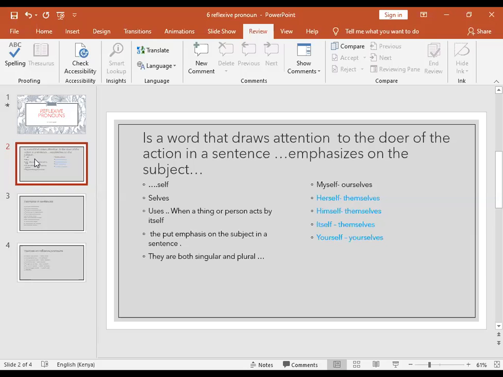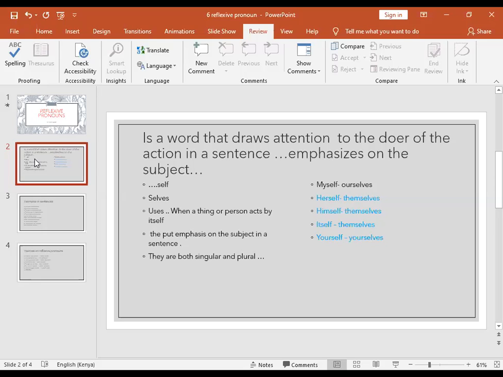Please don't let me go back to try and explain subject. Subject is well clear now: the doer of the action. In most instances, subjects begin a sentence. They are both singular and plural. These reflexive pronouns are both singular and plural. Please see there, myself. Plural of myself is ourselves. Herself. Those are now examples of reflexive pronouns. Plural of herself is themselves.